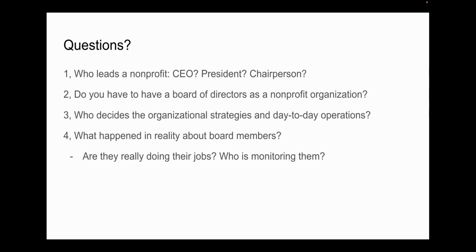And who decides the organization's strategies and day-to-day operations? And what happens in reality with board members? Are they really doing their job? Who's monitoring them, making them accountable, and to whom? All sorts of questions are related to the leadership and the governance of a nonprofit organization.